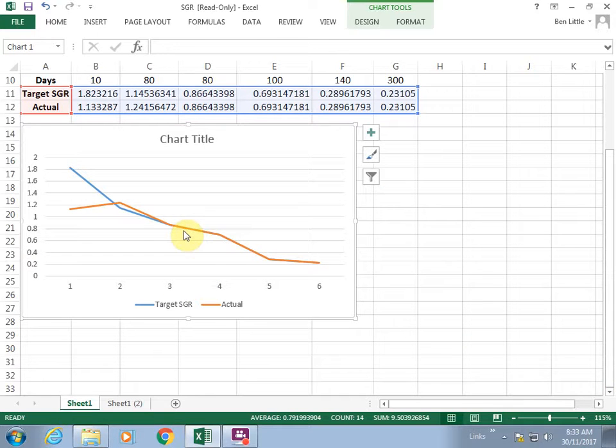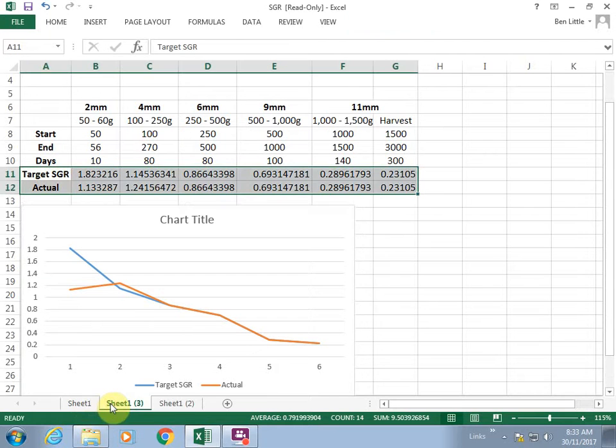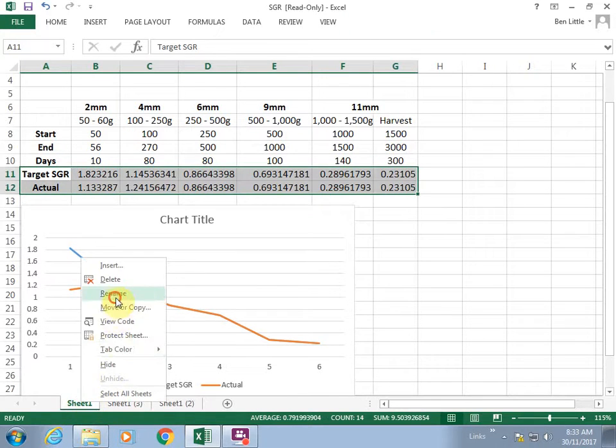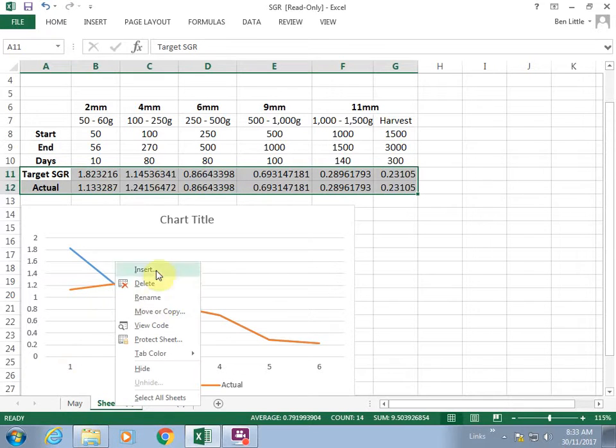So we can look at the target versus the actuals. Leave that set up on a month by month basis. Leave it where it is. Just copy and paste the sheet so we can just left click and drag, drop it. So we might rename this one here to May and then this one to June, for instance.